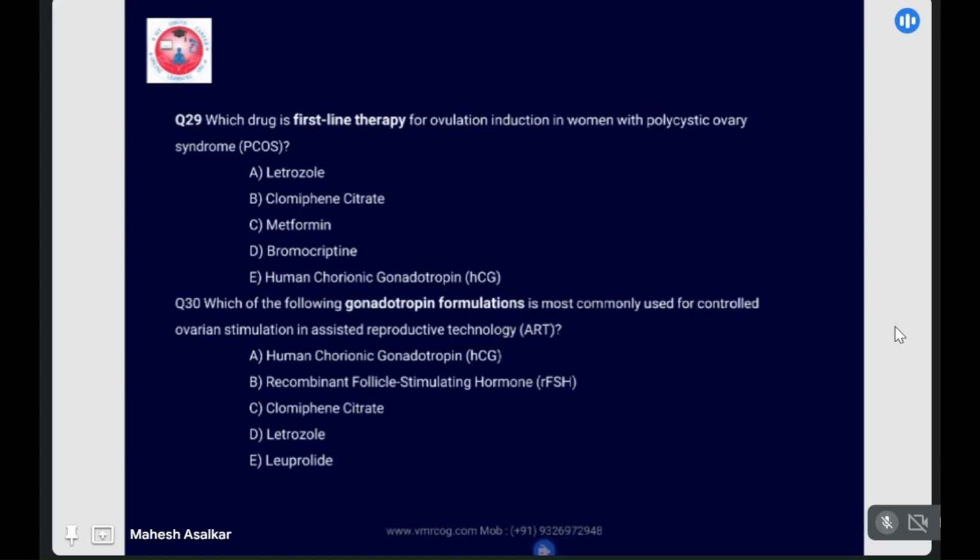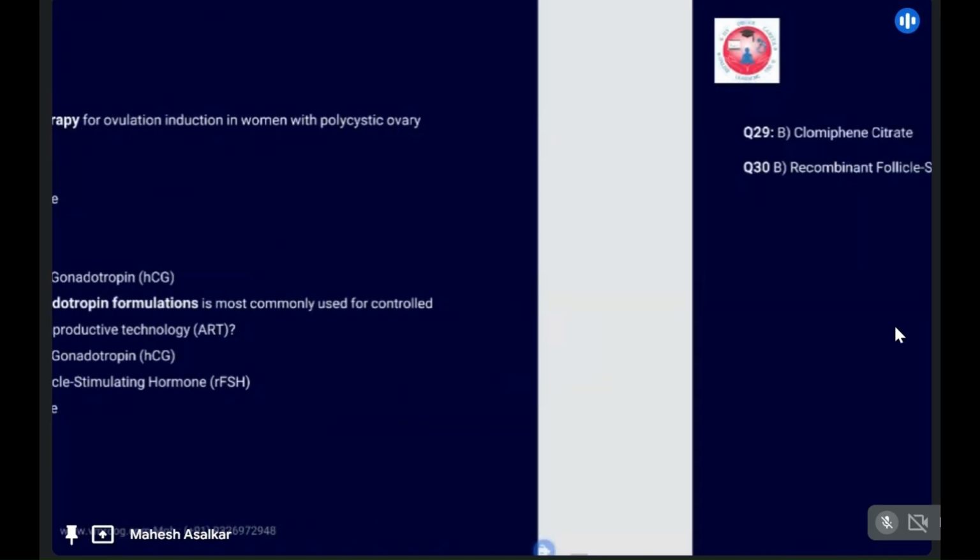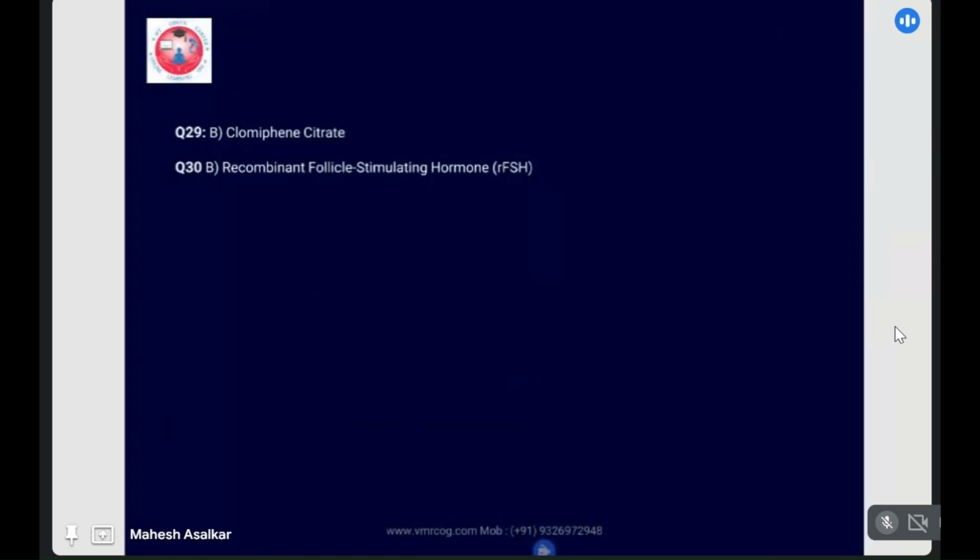And 29, which drug is a first line therapy? It is clomiphene citrate. Letrozole. If you see RCOG, they are still using clomiphene citrate as a first drug of choice. Okay. There is a little difference in the practice here and what they practice in the UK. Wherever you read about infertility, you will find the first answer as clomiphene citrate. Okay. So question 29 is clomiphene citrate and question 30 is recombinant FSH. Okay.